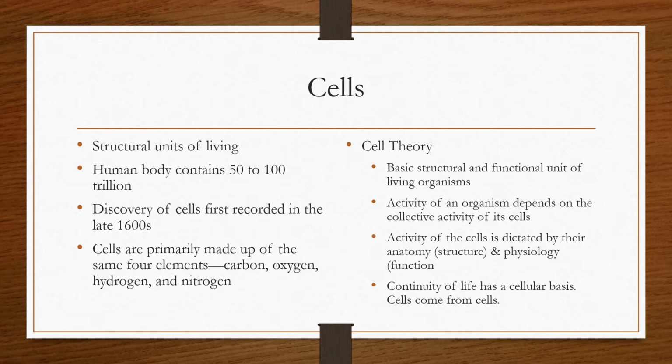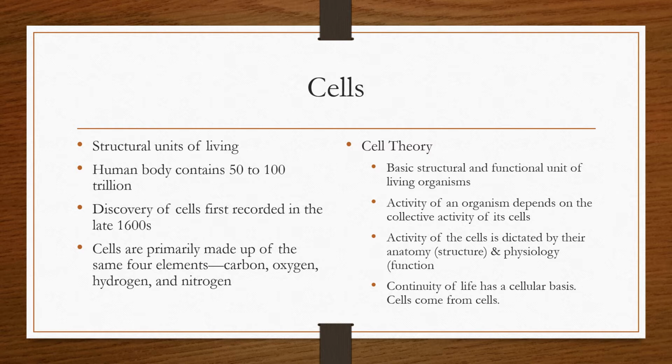It has provided us the four key concepts known collectively as cell theory. So a cell is the basic structural and functional unit of any living organism. So when you define cell properties, you're defining the properties of life. The activity of an organism depends on the collective activities of its cells. According to the principle of complementarity, the activities of cells are dictated by their structure, which determines their function. So structure determines function. So remember, we learned in Chapter 1, anatomy is structure, physiology is function.